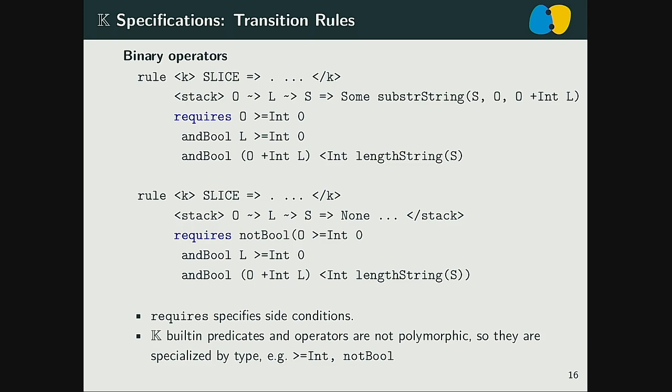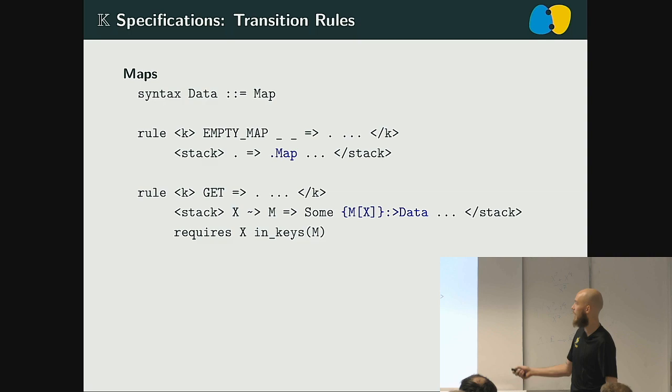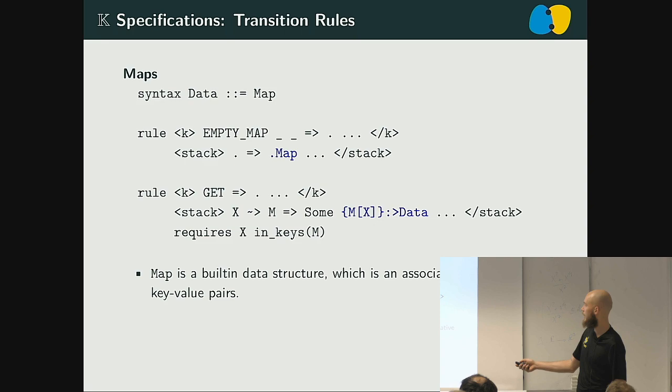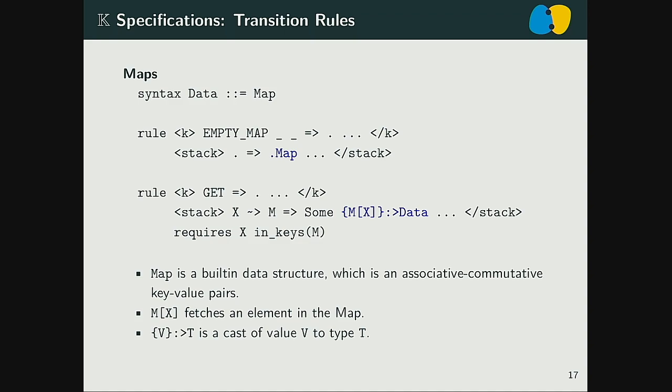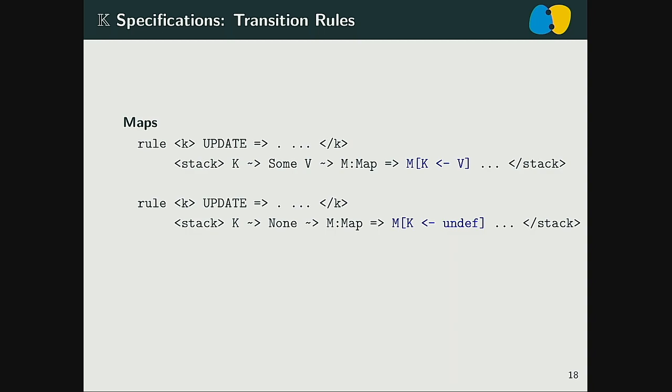We have built-in maps, so the map data type is pretty easy to implement. Empty map turns into an empty map. For get, we have this syntax to just get an element, and then this is a typecast because the maps are generally sorted. In this case, I'm not sure it's absolutely necessary. You can do this so you don't have to do a cast, but here we just cast it. Updates, this updates a value, this deletes it.